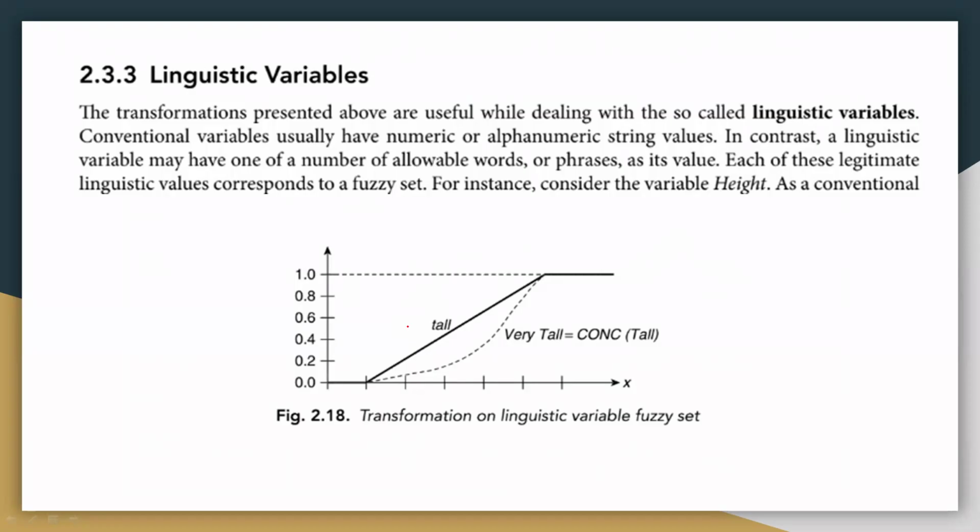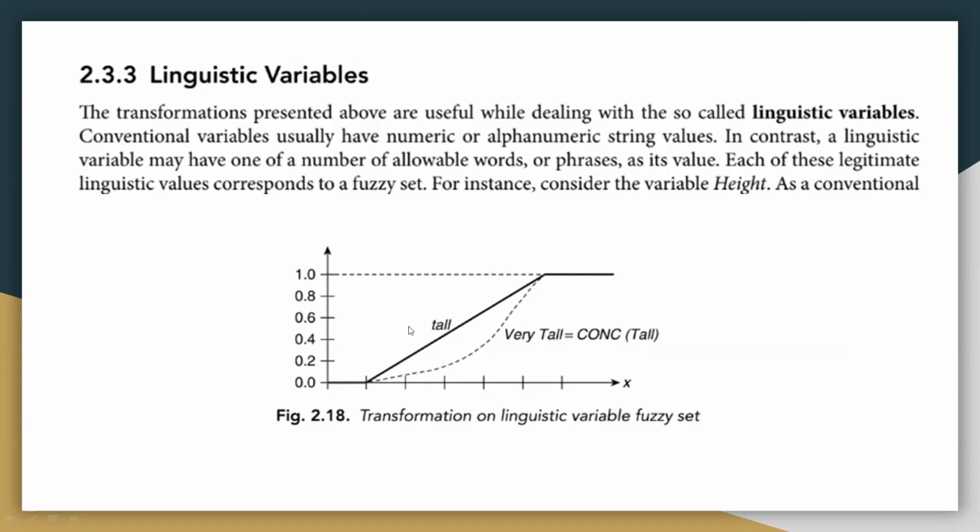Suppose you're looking at the variable height. If it was a conventional variable, you would have a numeric value there, but we are not having a numeric value. As a linguistic variable, you can have values like short, average, tall. Those will be the predefined words we'll be using. Now consider the attribute very tall.